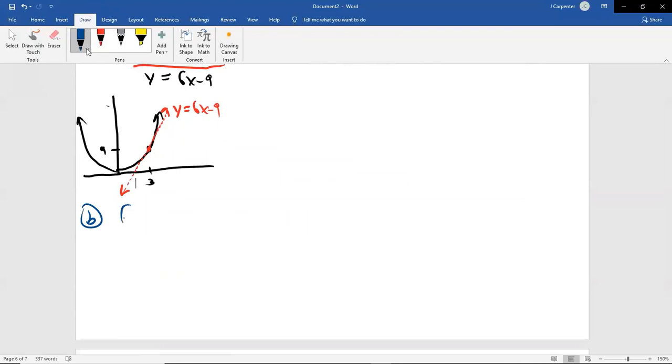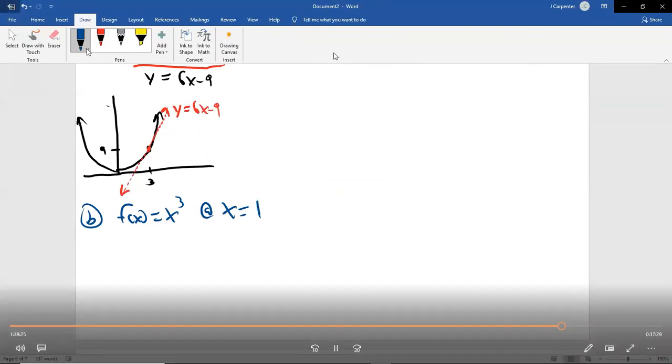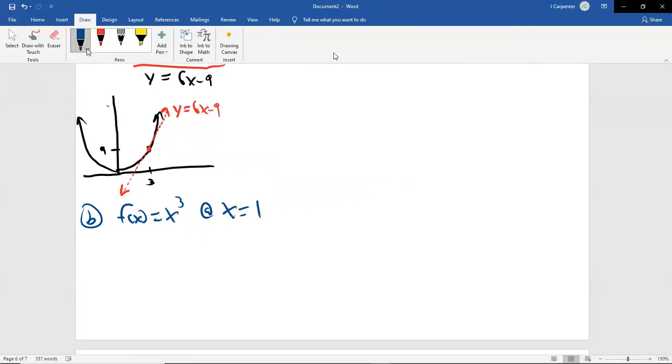Let's do f of x equals x cubed at x is equal to 1. So we need to plug that value into the function and its derivative. Now from before, we know f prime of x is 3x squared. We did that earlier, not going to reinvent the wheel.